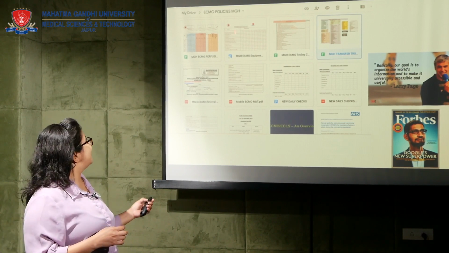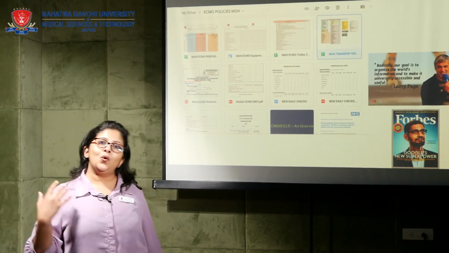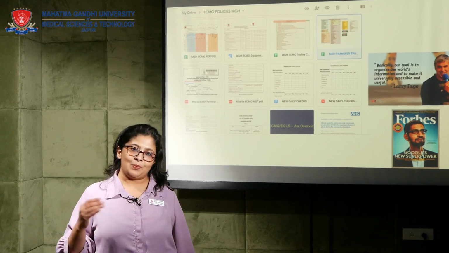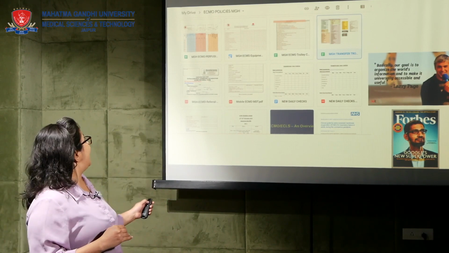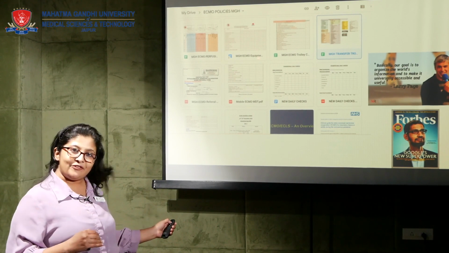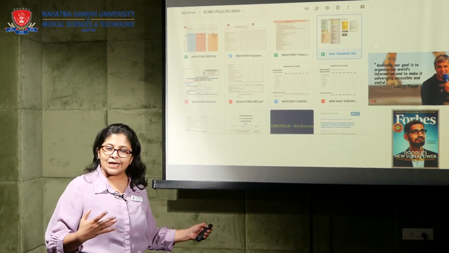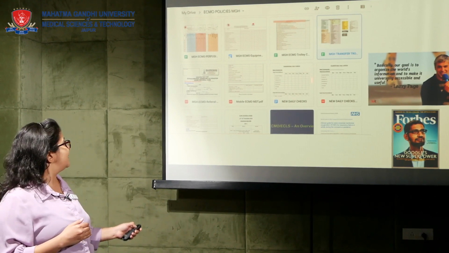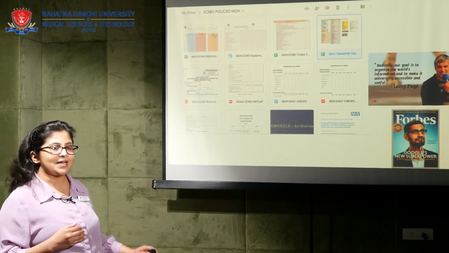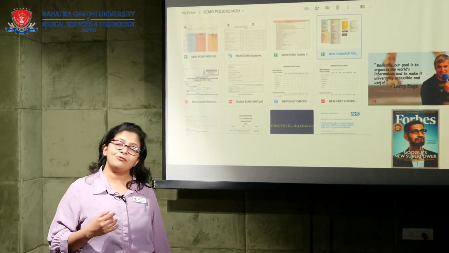So we have the facility of the Google Drive, and all the ECMO policy documents are uploaded on the Google Drive, and whenever the nurses want to refer or want to take any of the checklists, they can just go to the drive and they can take a printout of all the checklists involved in the management of the ECMO patients.